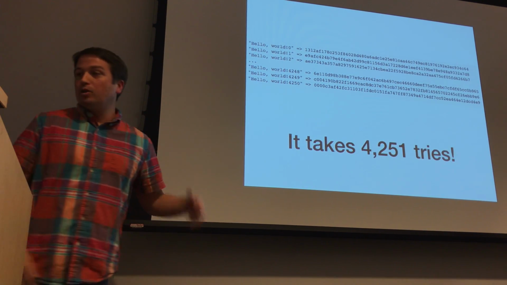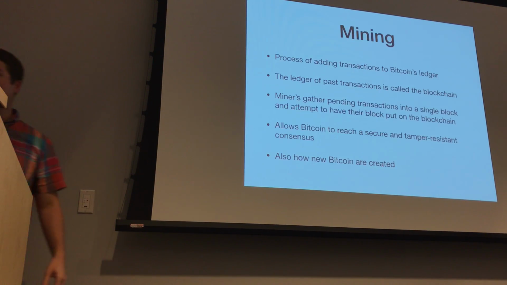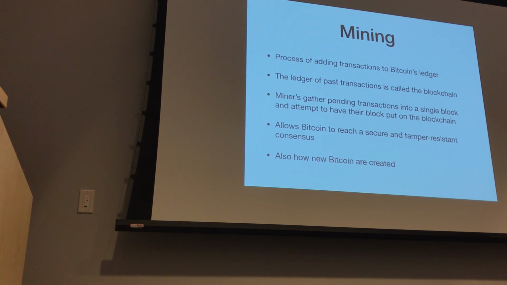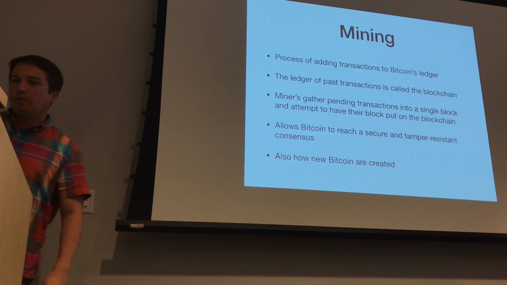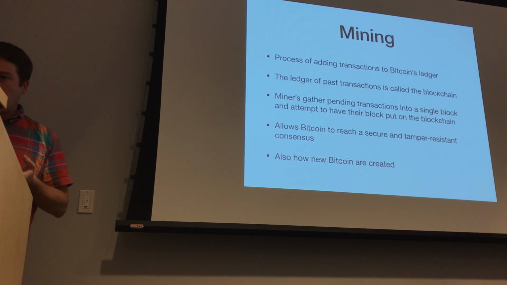Okay. So this is the way mining works and how you get rewarded with getting your block on the blockchain. So as I said, process of adding transactions to Bitcoin's ledger. The miner's job is to validate all of the previous transactions and be able to put new transactions onto the blockchain. I said there's a pending awaiting confirmation pool where they gather these to put them in their block. Allows Bitcoin to reach a secure and tamper-resistant consensus.